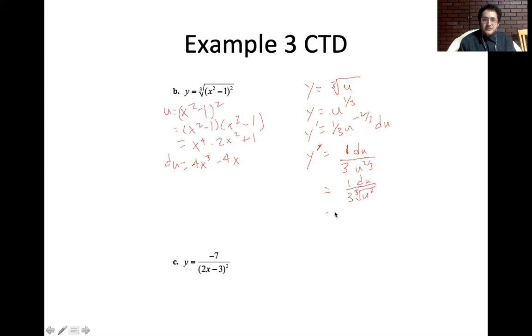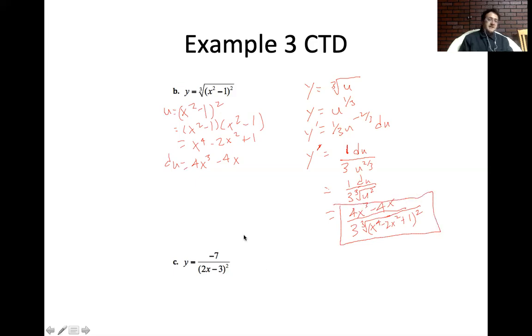And then I just substitute everything back in. My du is 4x cubed minus 4x. And on the bottom, I will have the third root of u squared, so x to the 4th minus 2x squared plus 1, all squared. Now this is probably about as difficult as we would get. A lot of going on with this chain rule here.